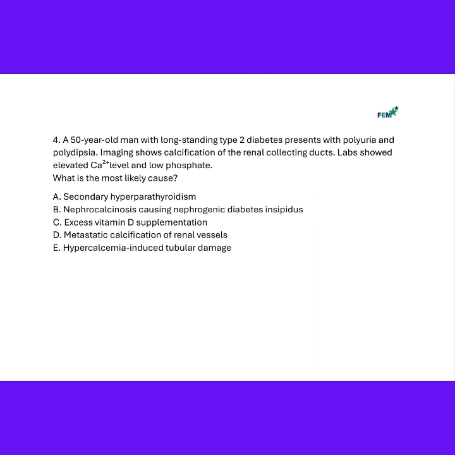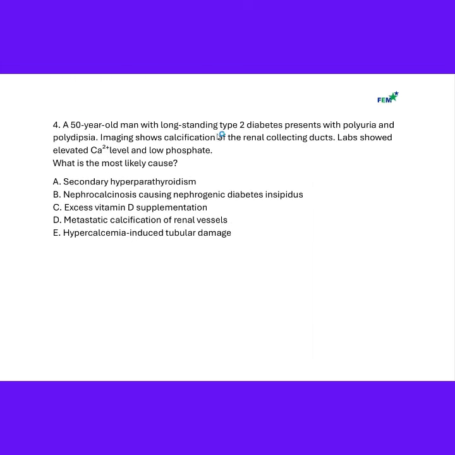And the last question for today, guys. A 50-year-old man with long-standing type 2 diabetes presents with polyuria, polydipsia. Imaging shows calcification of the renal collecting tubules or ducts. Labs showed elevated calcium level and a low phosphate. So elevated calcium level, low phosphate. So this could be somebody who has what?